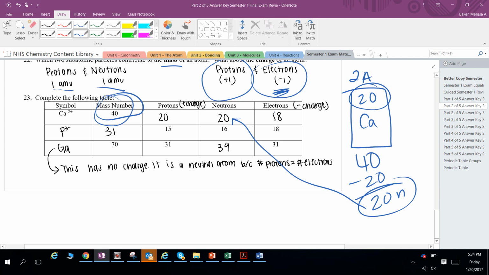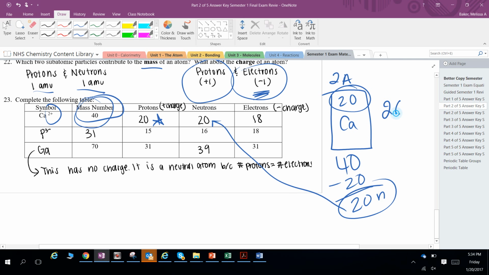So calcium always has 20 protons. That's what tells you the identity, but the number of neutrons can change depending on the isotope. Now this calcium has a +2 charge. So if it's got 20 positives, and normally it has 20 negatives, but this one has a +2, that must mean it lost 2 electrons. So now the positives are winning by 2.